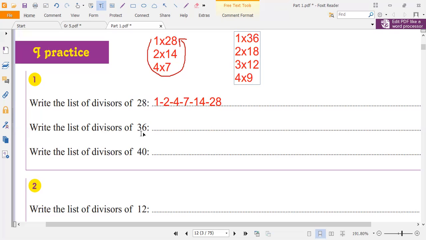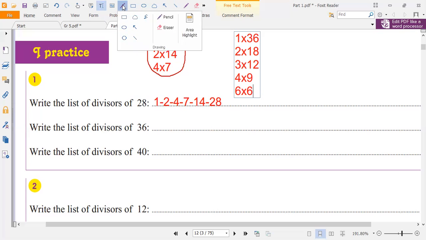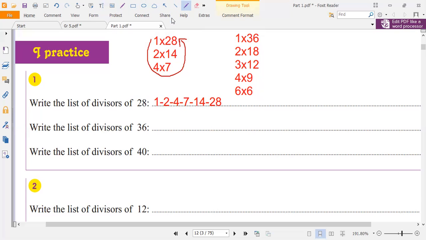Is it divisible by 5? No, because the one's digit is 6. Is it divisible by 6? Yes, it is 6 times 6. Is it divisible by 7? No, because no number times 7 equals 36. Is it divisible by 8? No. By 9? Yes, it is 9 times 4, the same as 4 times 9. So we have no more products. So we draw the letter U and we write them in order.